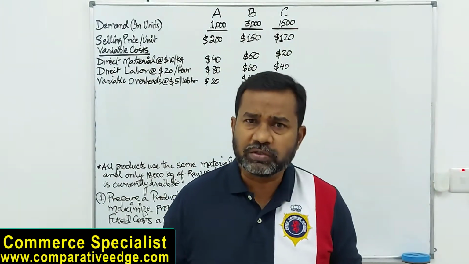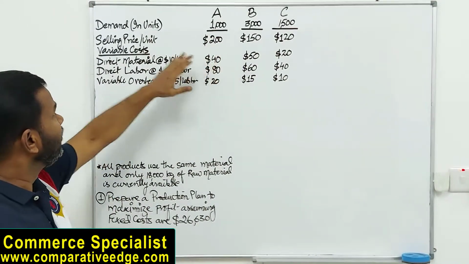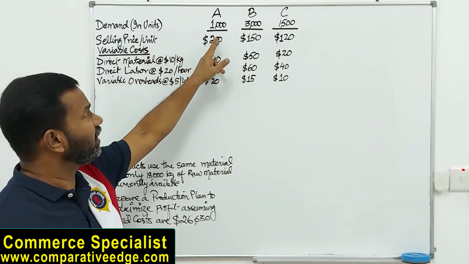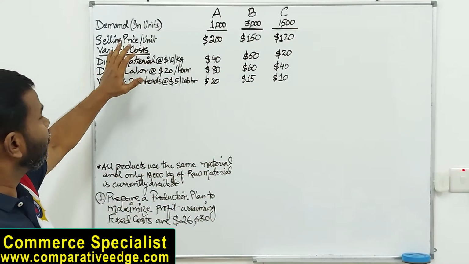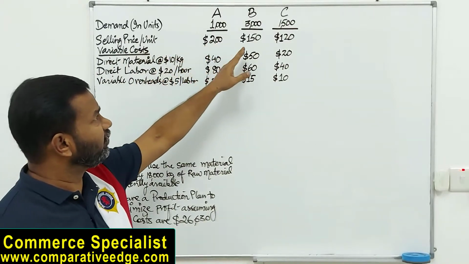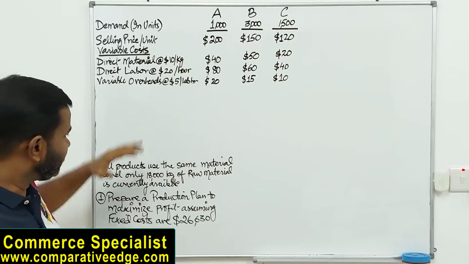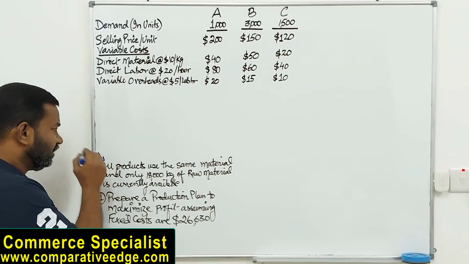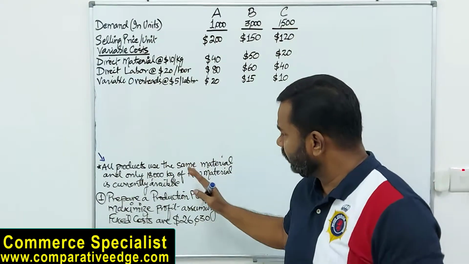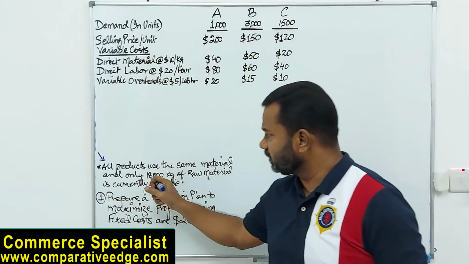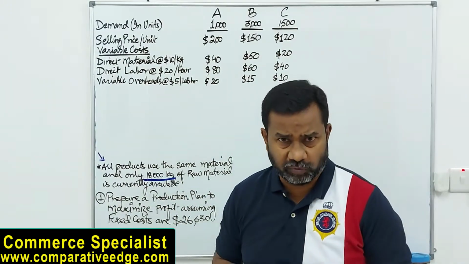So today I framed a question on limiting factors, where a business is selling three products, A, B, and C. Demand in units is given for A 1000, B 3000, and C 1500 units. Selling price for all the three units are given as 200, 150 and 120 respectively. The variable cost is given as well. What is important is this. It says all the products are using the same type of material, but the material is short in supply. We have only 18,000 kilograms of material available at the moment.